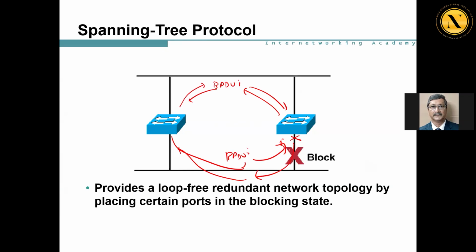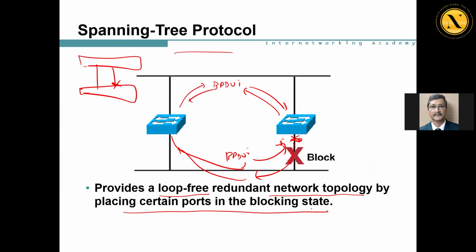So STP will block one of the ports. If I draw it like this, maybe it will block one of the ports, so communication will happen like this only. You can draw the topology whichever way. STP provides a loop-free redundant network topology by placing certain ports in the blocking state. And if this cable is removed, it will bring this port back into forwarding mode, and then communication will happen like this.